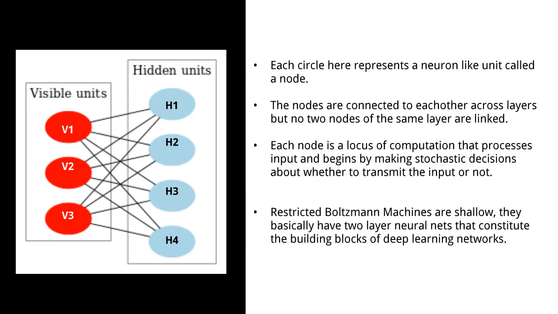A restricted Boltzmann machine is similar to a Boltzmann machine, but the difference is that the nodes are not interconnected inside their respective layer. Restricted Boltzmann machines are shallow, basically two-layer neural nets that constitute the building blocks of deep learning networks.